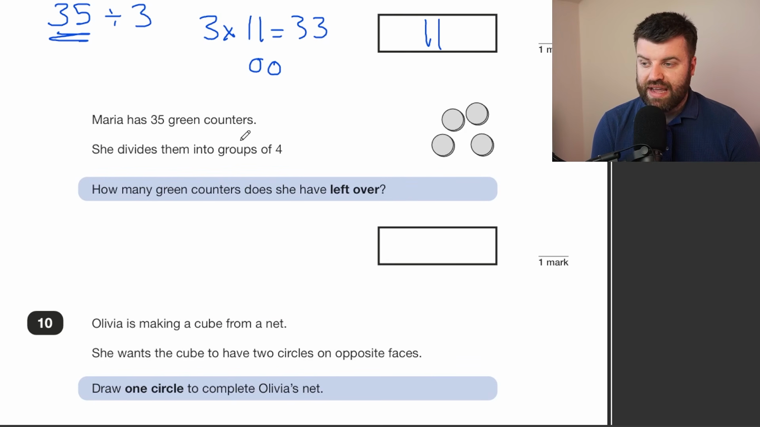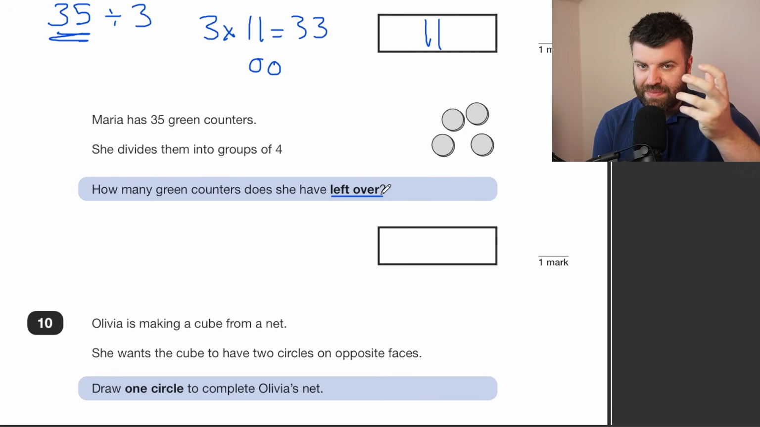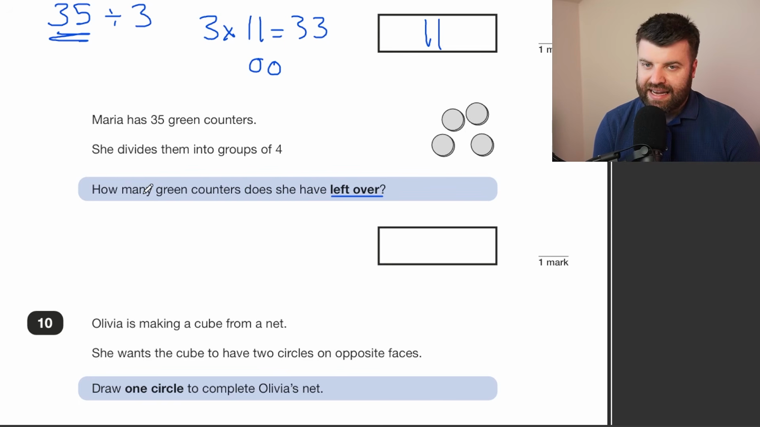Next question, Maria has 35 green counters. She divides them into groups of 4. How many counters does she have left over? Notice how this is flipping the question. So, again, count in fours. How close can you get to 35?